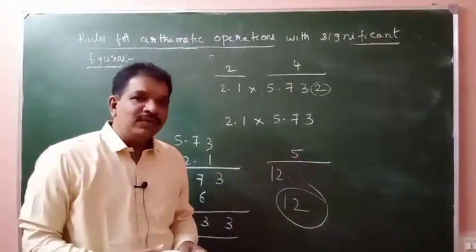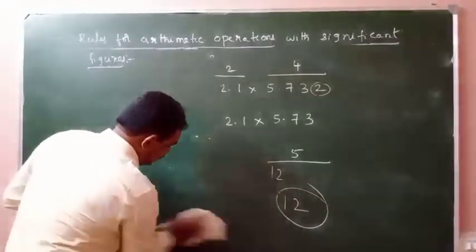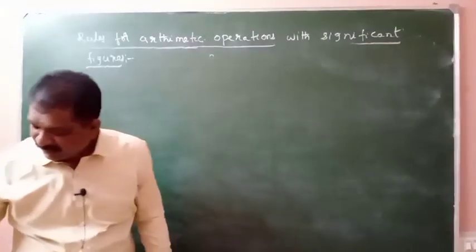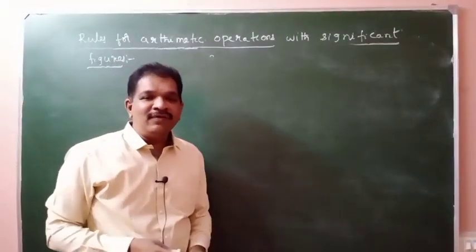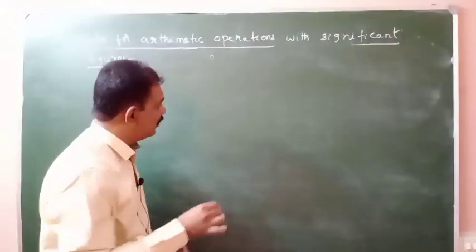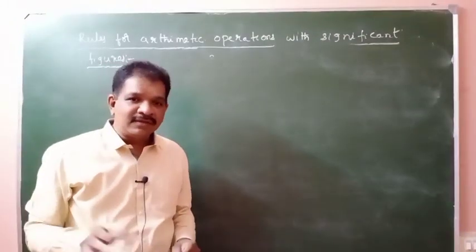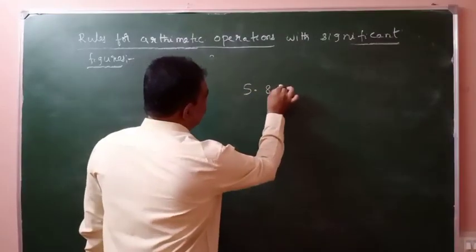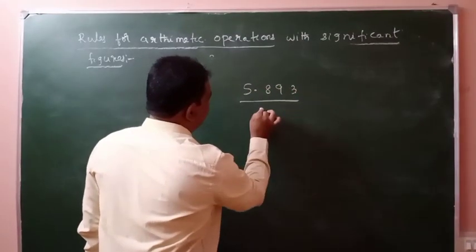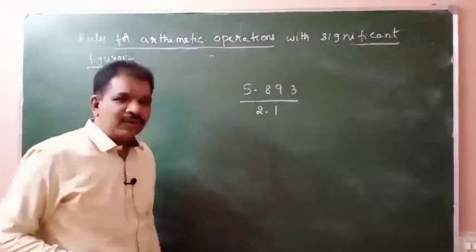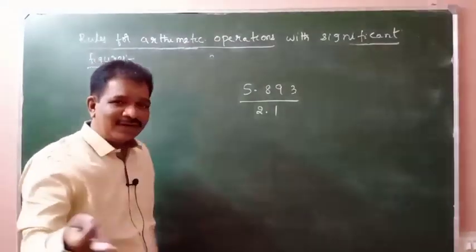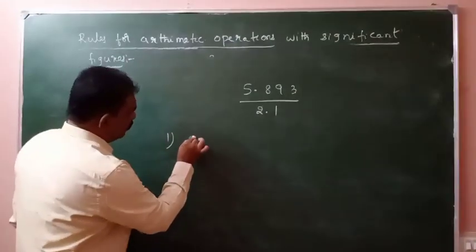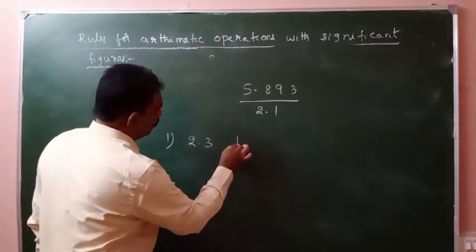Division you can do in examinations. In multiplication and division it is a little bit difficult, but there is a trick to identify the answer. How to identify, let us see, because in competitive examinations calculators are not allowed. So 5.893 divided by 2.1. For example, I am not calculating, consider this as an example. So the answers will be some 2.3.